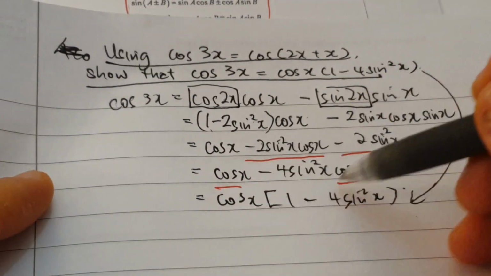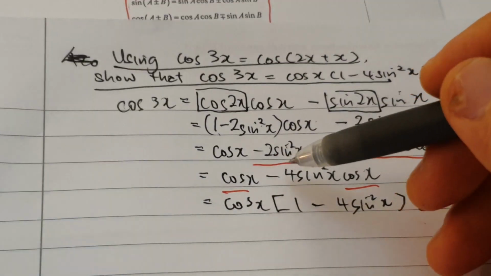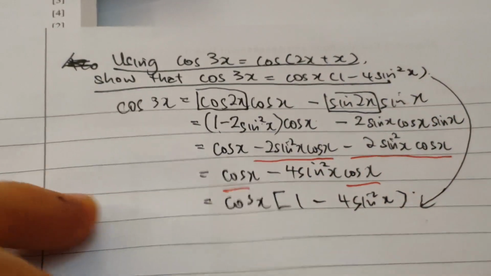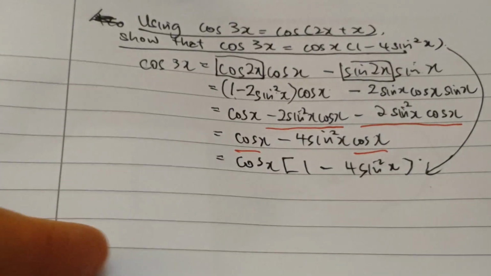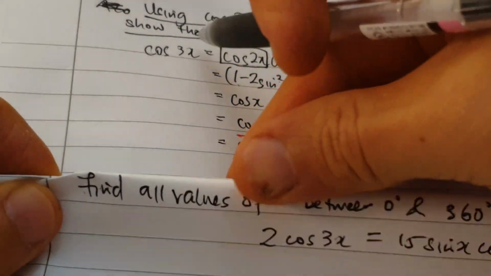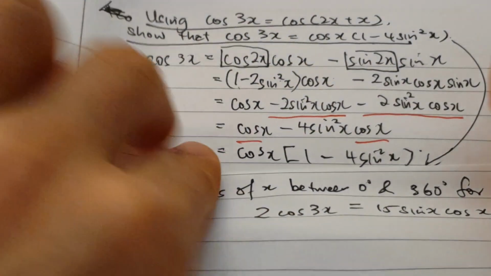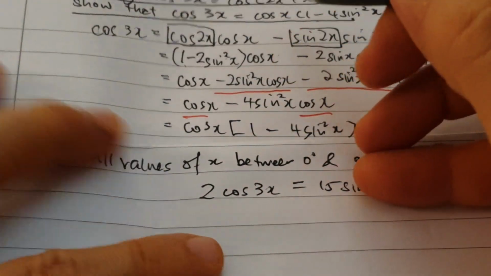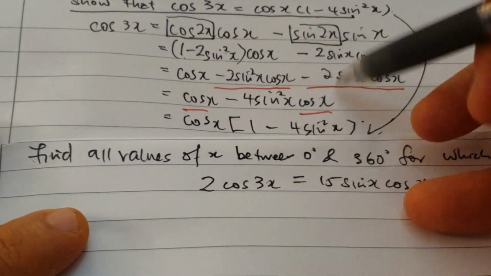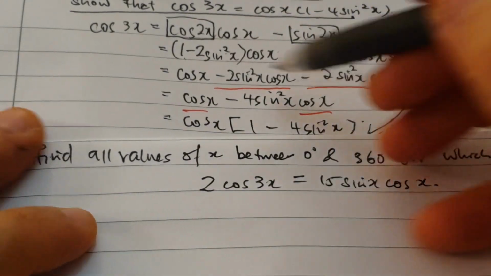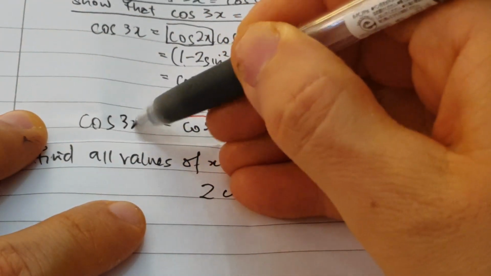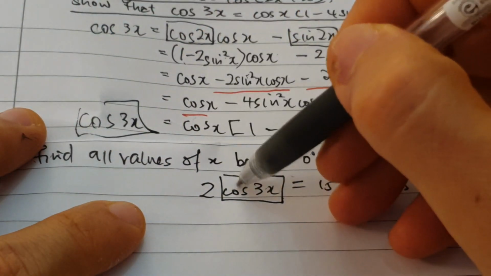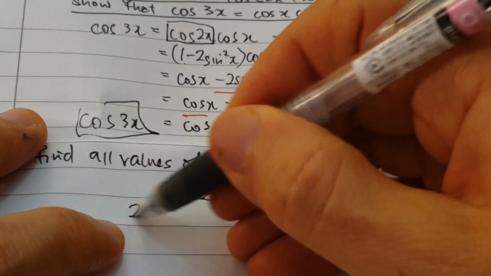Okay, now I've done this part already. The second part, right, they want me to find all values of x between 0 and 360 for which this equals this. Okay, now how do I do that? Okay, so definitely your part A for this kind of question is related to part B. So you see carefully, this is cos 3x. There's a cos 3x here. So you can replace this whole thing with this thing, leaving the 2 as it is.